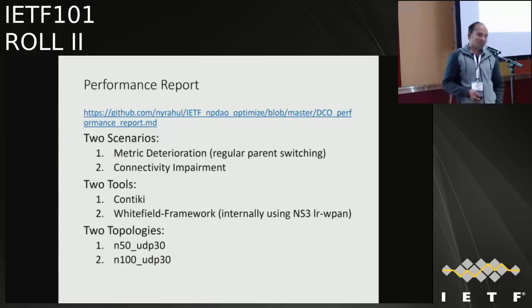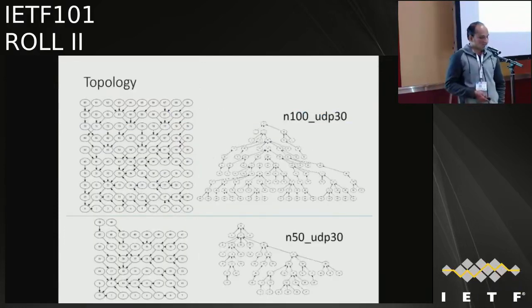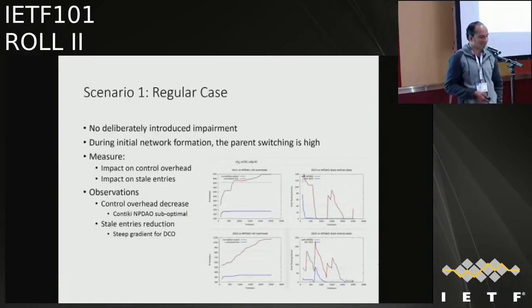There are two topologies that we experimented with. So N50 means the number of nodes is 50, and UDP30 means every 30 seconds the UDP packets are sent. This is a snapshot of the topology that the RPL routing protocol builds, and it's part of the Whitefield framework which shows this topology.